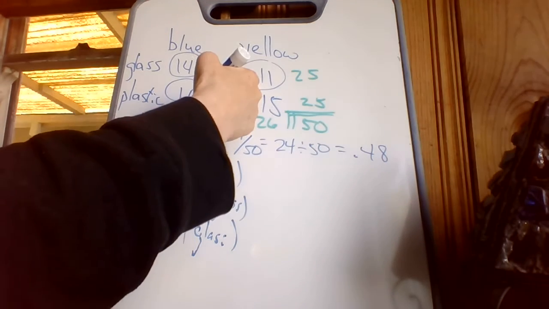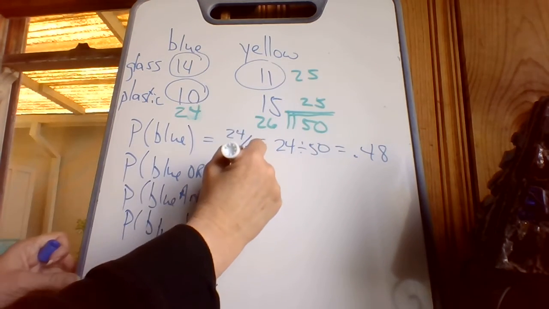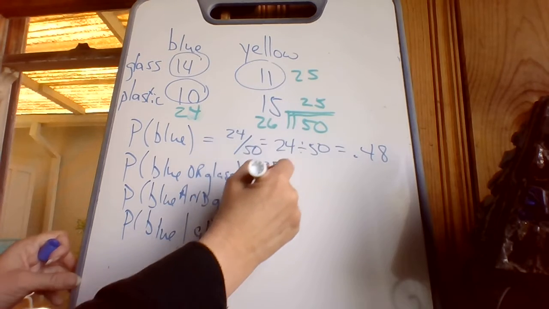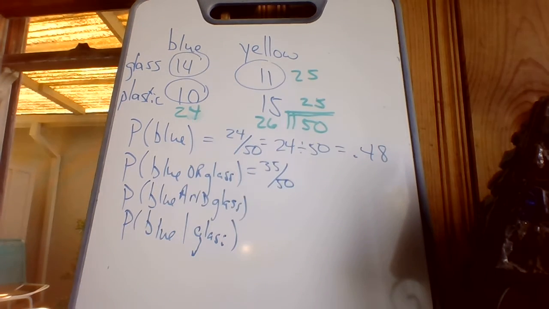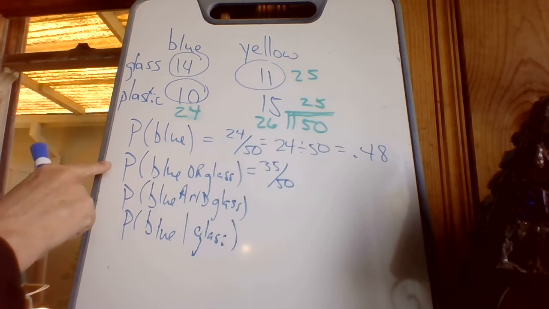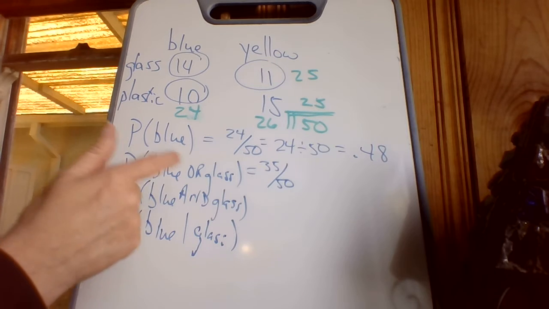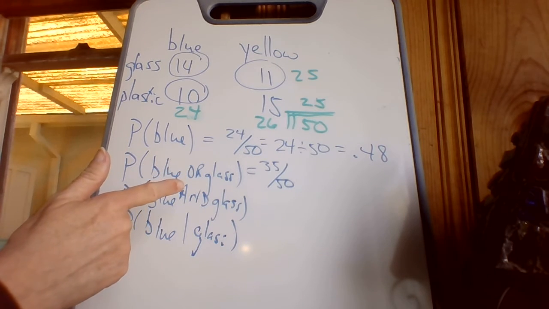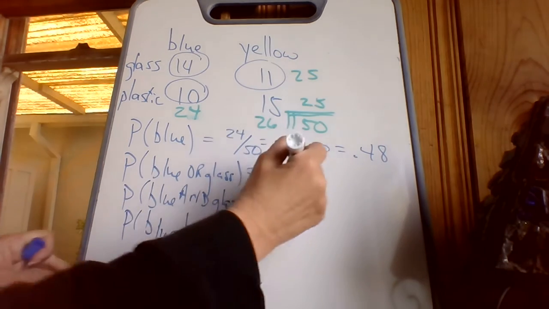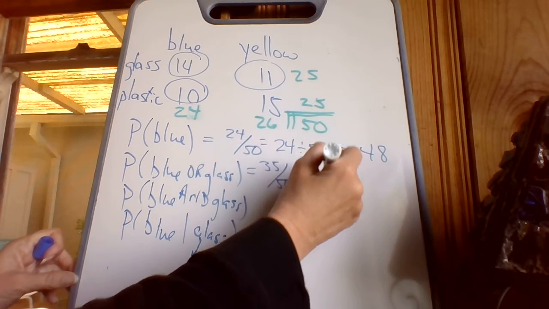Okay, so 14 plus 11, that's 25. So this is 35 out of 50. The denominator for part A, part B, and part C, the denominator is going to be 50. The last one, part D, that was the only one that had a weird denominator. Okay, so 35 divided by 50, and my calculator, that's like 0.7.